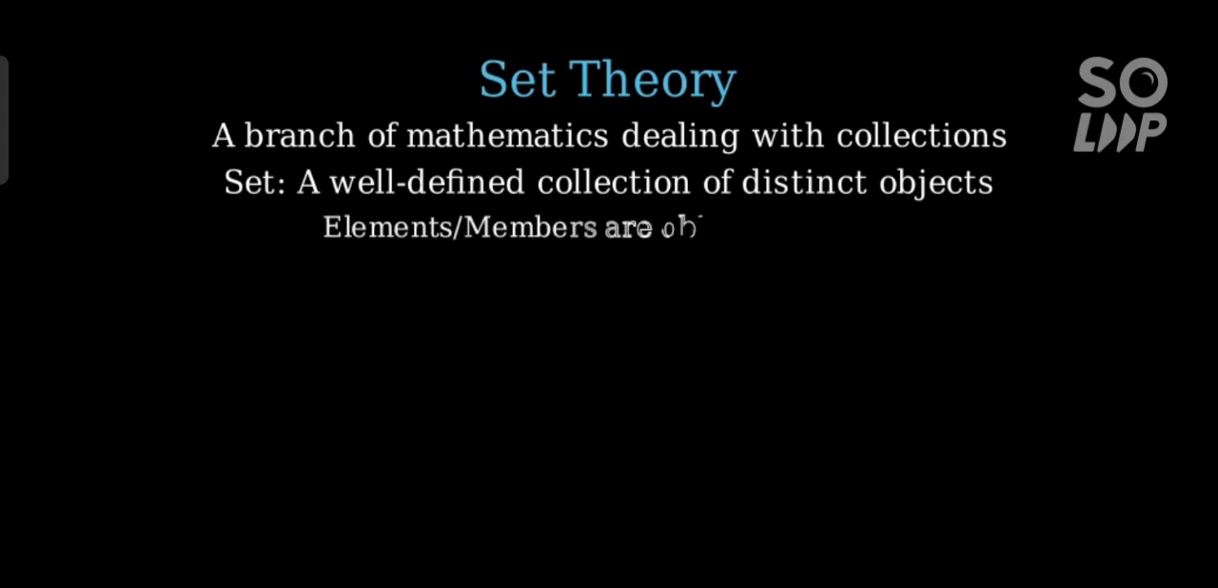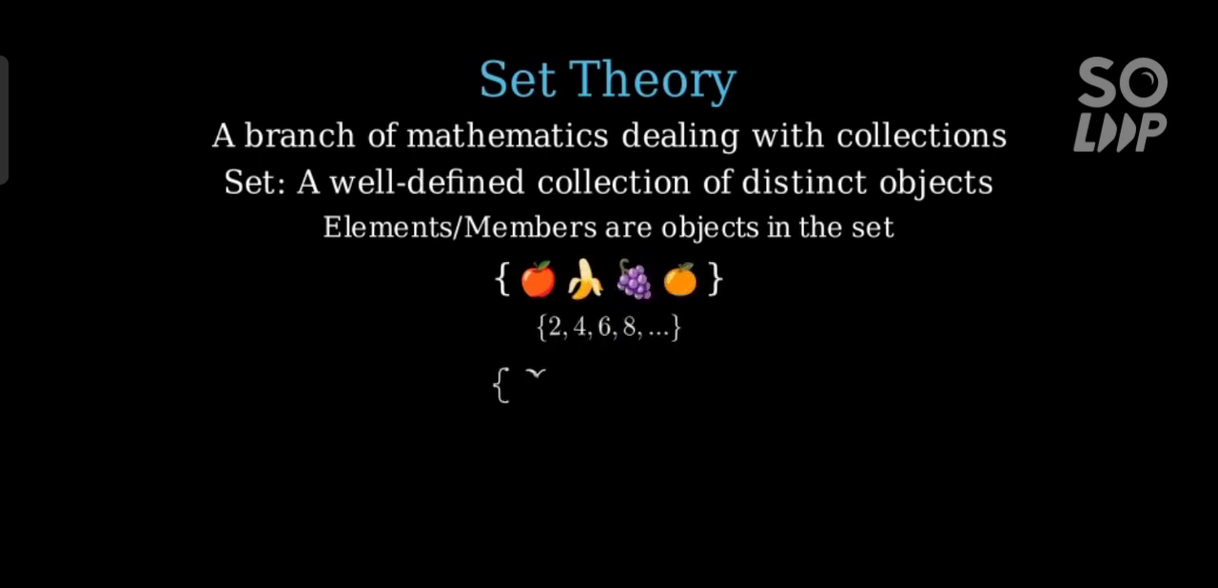For example, we could have a set of fruits, a set of even numbers, or even a set of all red-colored objects. Notice, sets can contain different types of objects.